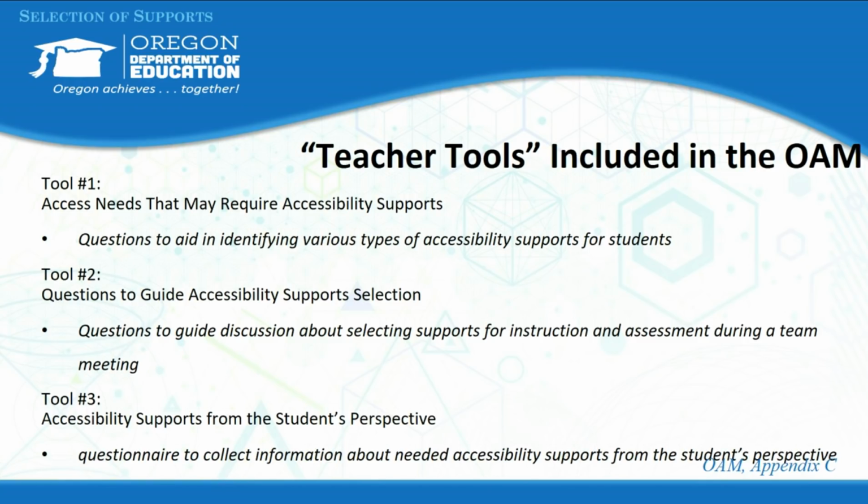Tool 1 provides questions to aid in identifying various types of accessibility supports for students, becoming familiar with all of the supports that are listed in the Oregon Accessibility Manual. Tool 2 is questions that will guide discussions about selecting these supports during instruction and assessment during a team meeting. Tool 3 is a questionnaire which collects information about needed accessibility supports from the student's perspective.